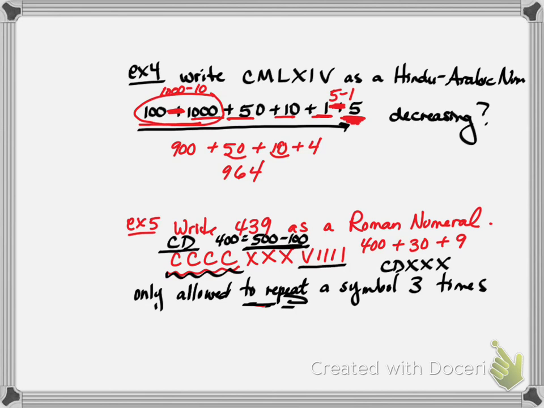and then we would not be allowed to do this either. I wouldn't be able to do a 5 and then 6, 7, 8, 9. I couldn't do 4 repetitions of that one symbol. So 9 could also be 10 minus 1. So to show 10 minus 1, we want to do the 1 symbol before the 10 symbol. So it would be like this. So that is the way in Roman numerals they would write the number 439. That takes a little bit more thought.